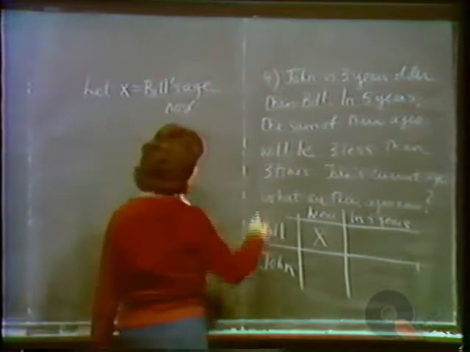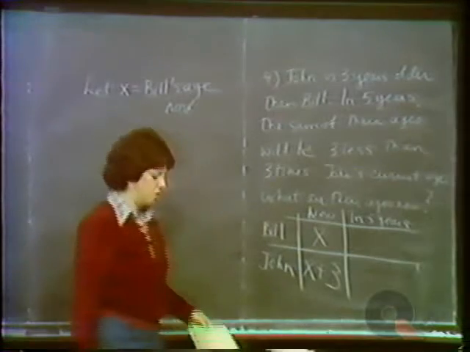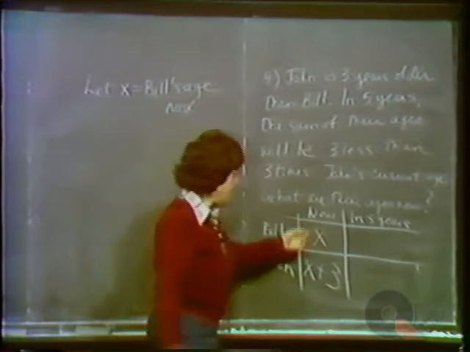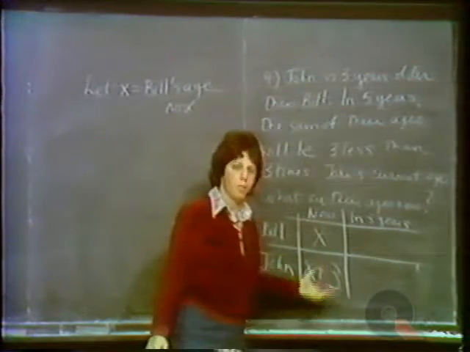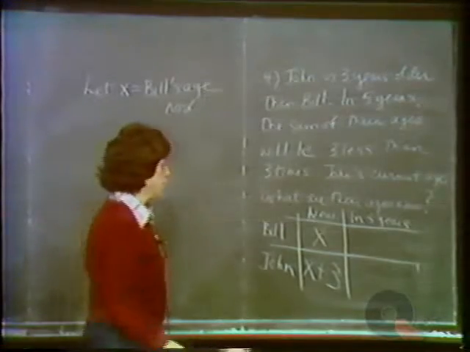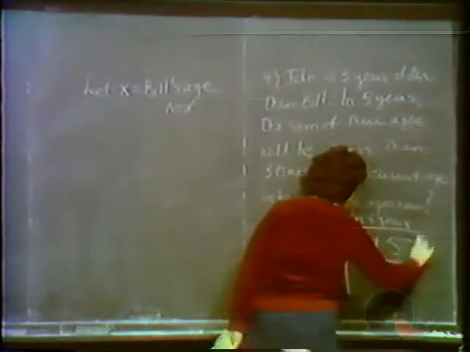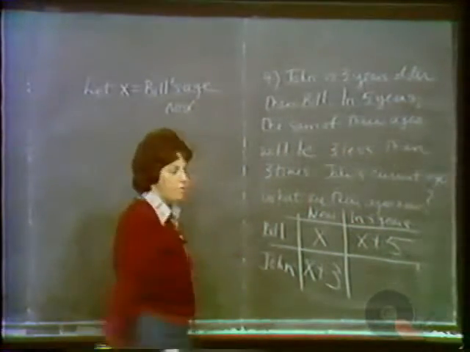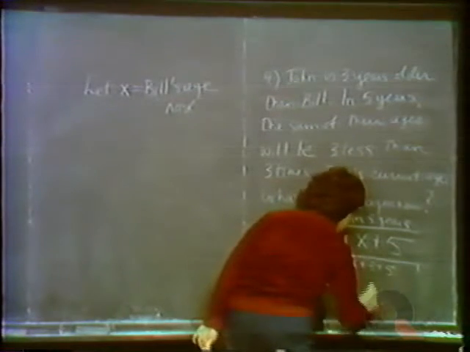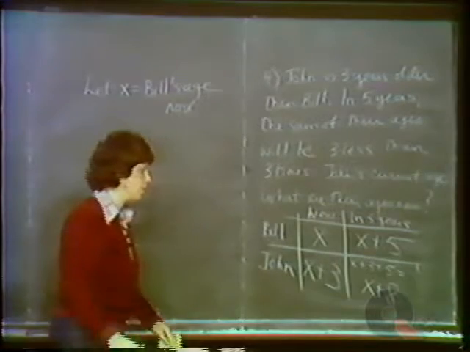John is 3 years older than Bill, so John's age must be X plus 3. For example, if he were 10, he would be 10 plus 3, 13. He's 3 years older. In 5 years, he'll be 5 years older, so we add 5 to his age, X plus 3 plus 5. He'll be X plus 8 years old.